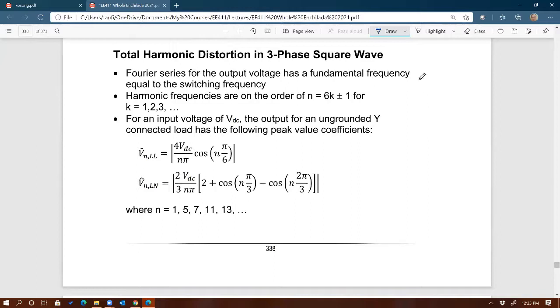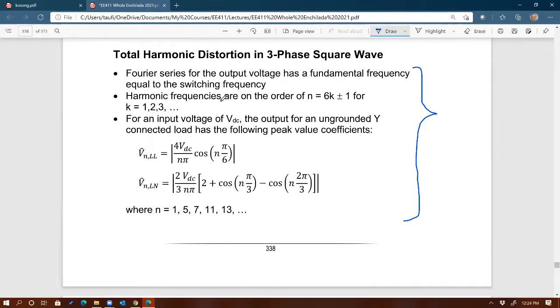This one though, I want you to really know, especially for the final. This one shows you the equation for the total harmonic distortion. Fourier series for the three-phase square wave: the Fourier series for the output voltage has a fundamental frequency equal to the switching frequency. In our three-phase six-step inverter, the switching frequency is always 60 hertz. It's always the same as the output frequency. So in the US, that's going to be 60 hertz. In most Asian countries, that's going to be 50 hertz.